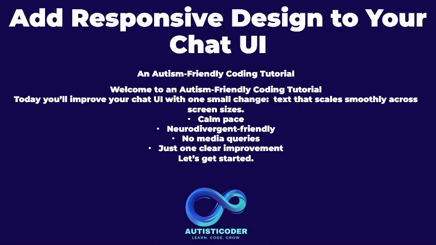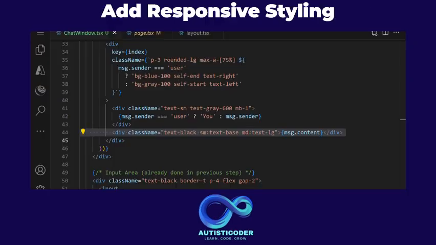Let's get started. To make our chat easier to read on larger screens, we'll add two Tailwind classes to the message text element. Add sm:text-base and md:text-lg to the div that wraps msg.content. These make the font size slightly larger on medium and large screens without changing anything on mobile. It's a small change with a big usability payoff.